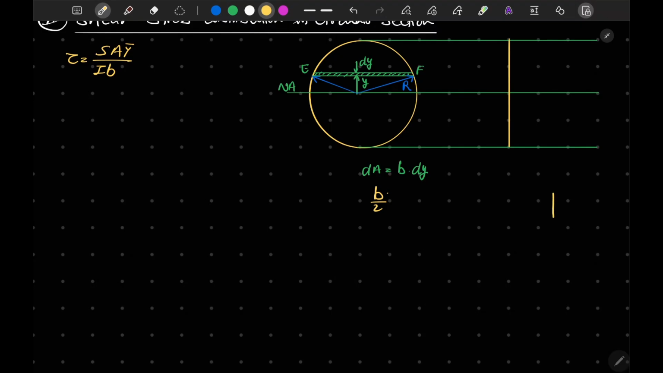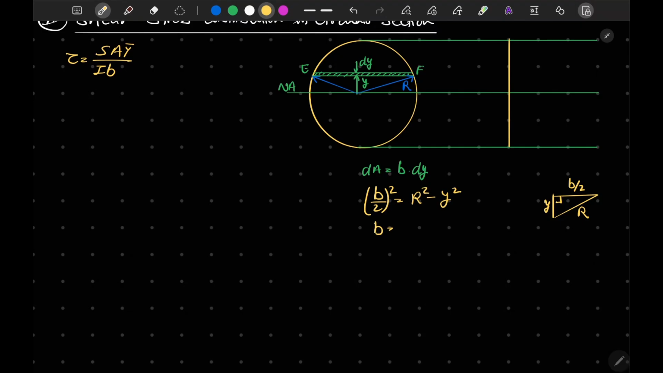So let me draw it here. Okay, so this indicates the same problem here. This distance is Y, this is our B by 2, and this is our R. This is of course acting as a right angle triangle here. So we can write that (B/2)² is equal to R² minus Y².